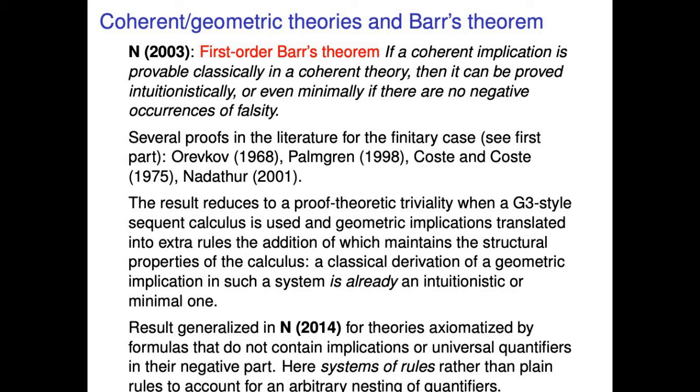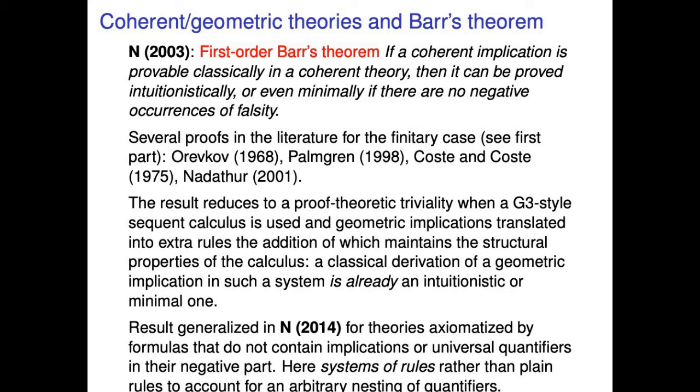When we have the system we produced, the G3 calculus, this result reduces to a proof-theoretic triviality, because the classical proof is already an intuitionistic proof, because of the form of the conclusion, a geometric or coherent implication, and because of the form of the rules added to represent the coherent theories. None of the rules that belong to the classical calculus but are different from the intuitionistic rules can have been used. So none of the rules that violate the intuitionistic restrictions can have been used. And so the proof is already intuitionistic, and there is no need for translations or anything, just inspection of the derivation.